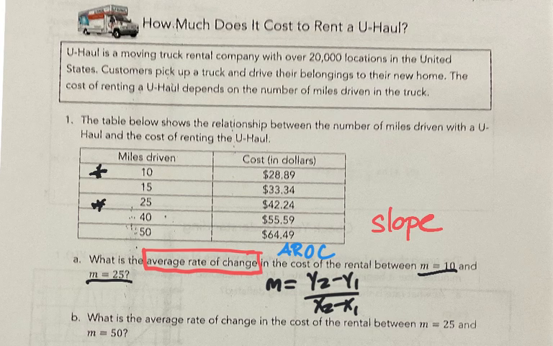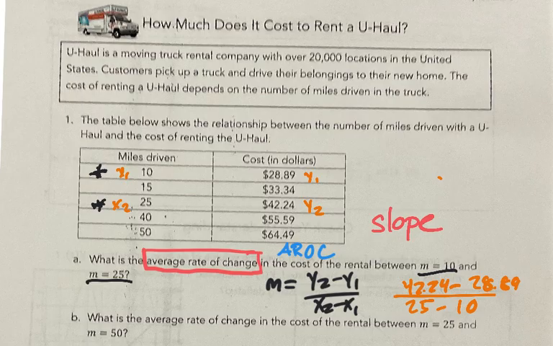And we're just going to substitute in. So for me, this is my X1 and my Y1. This is my X2 and my Y2. So I'm going to plug in 42.24 minus Y1, 28.89 over X2 is 25 minus X1 is 10. And we're just going to plug that right into the handy dandy calculator.